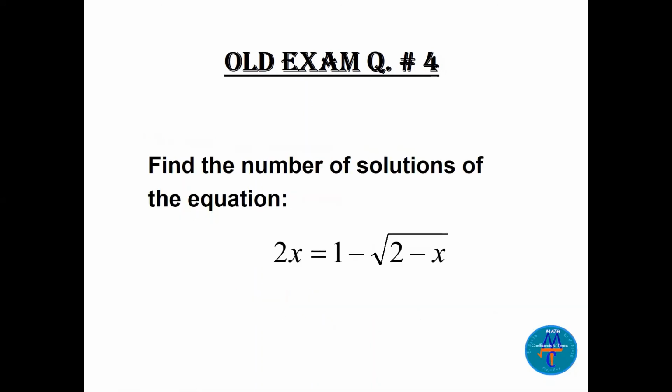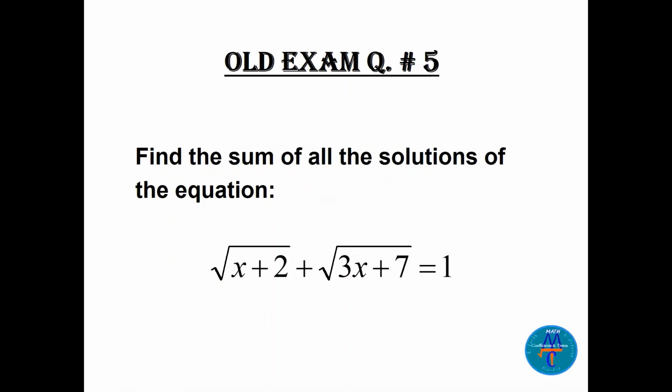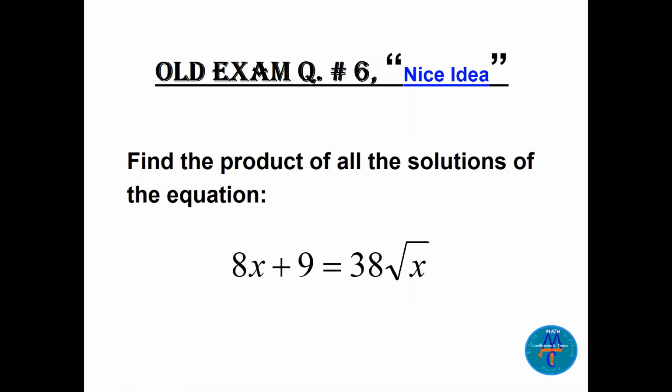Find the number of solutions of this equation. 2x is equal to 1 minus square root of 2 minus x. You can try this. And then number 5, find the sum also of all the solutions of this. X plus 2 square root of 3x plus 7 is equal to 1. And then you find the product of all the solutions. There is a nice idea here.